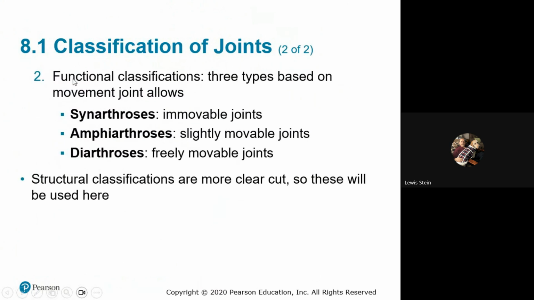This is the functional movement. It's a little easier. Syn for without, amphi for some, slightly movable; synarthroses immovable, diarthroses, I don't know where they get that name, so I use the term synovial for freely moving joints. So they're going to use the structural classifications, whatever floats their proverbial boat, as my daughter would say.